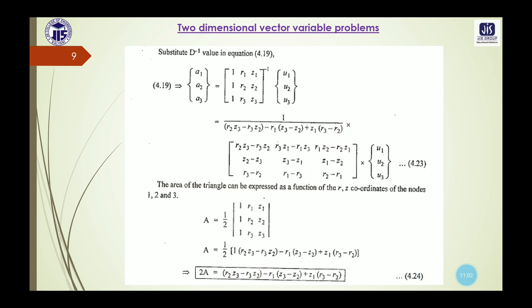Now, the area of the triangle can be expressed as a function of the RZ coordinates of the nodes 1, 2 and 3. So to calculate the area, A equals half multiplied by the determinant of D. Now, to calculate the area, we can perform the matrix operation, and finally we get equation 4.24.